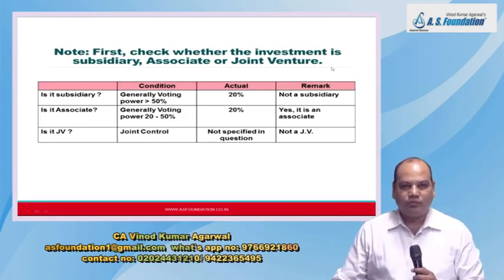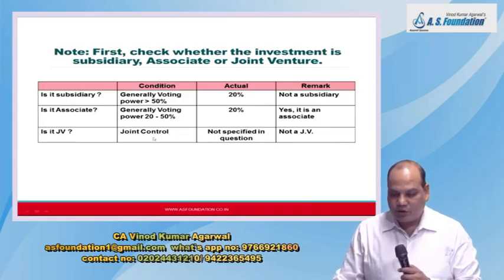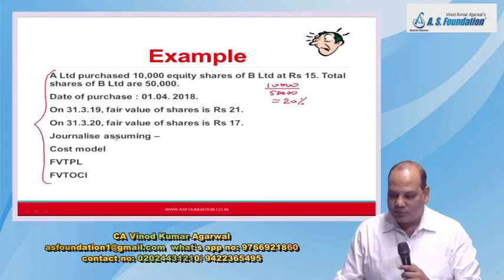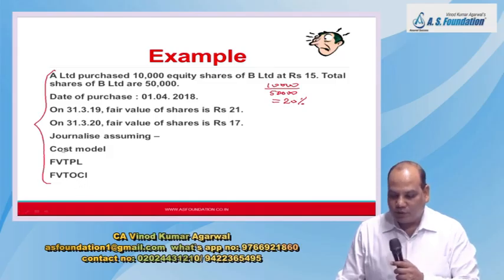It is an associate. So therefore, this standard IAS 27 becomes applicable. Is it a JV? Condition for JV is there must be joint control. Actual is not specified in the question. So remark is this is not a joint venture. But if it is one of the three, then the standard is applicable. And we have three choices. One is cost model, second is fair value model, and in IAS 27 there is a third model also allowed, equity method. But we will not follow equity method right now, not specified in the question.